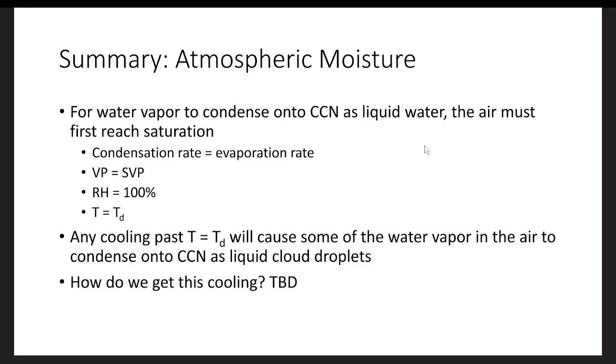So for water vapor to condense onto CCN, the air must first reach saturation. The condensation rate has to be equal to the evaporation rate. And then it has to go beyond that to get the condensation events to occur. So how do we get this cooling? To be discussed.